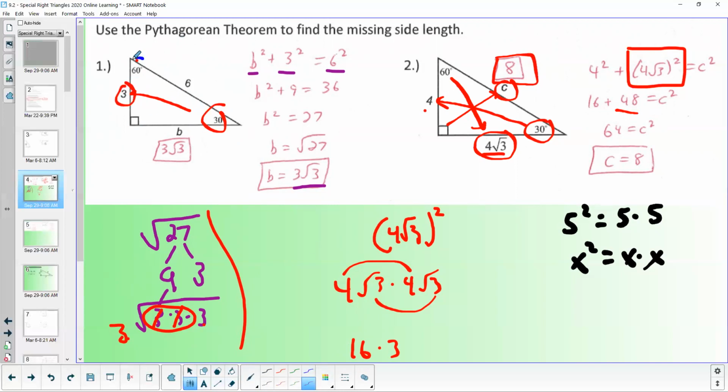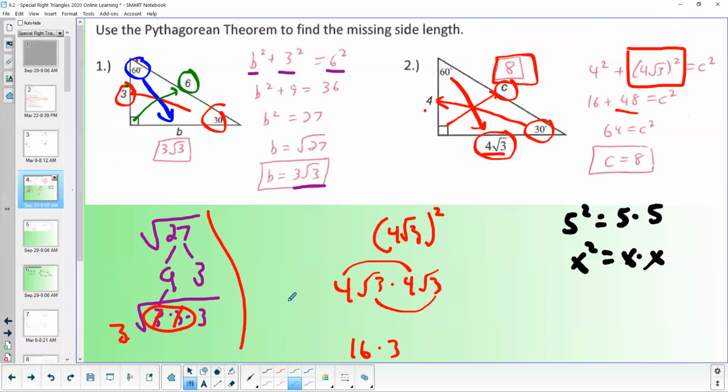And then, in a different color, the side that's across from the 60-degree angle is the 3 root 3, and the side that's across from the 90 is the hypotenuse, which is 6. And so one of the things you might notice is that the side that's across from the 30 is half of the hypotenuse. And that is not by accident.